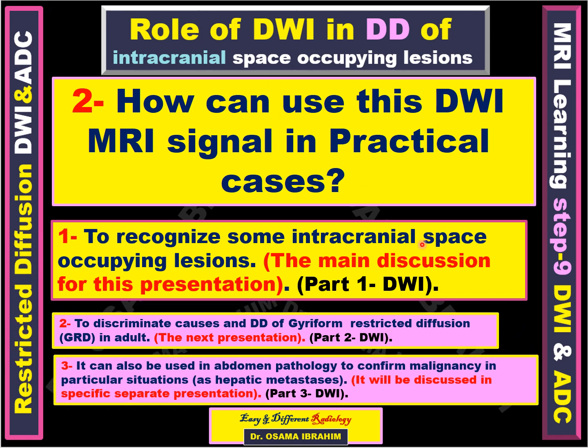The restricted diffusion signal can also be used in pathological abdominal lesions to confirm malignancy in particular situations like hepatic metastasis. This will be discussed in a separate presentation as part 3 from DWI. I promise to make this in the near future.